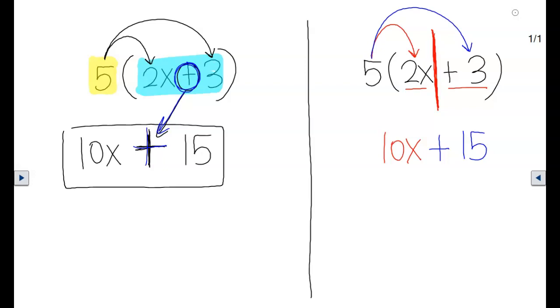So the thing we're changing is we are not writing down that sign to start with. We're looking at the group, splitting it into the two members, and then still multiplying 5 by each of those members.